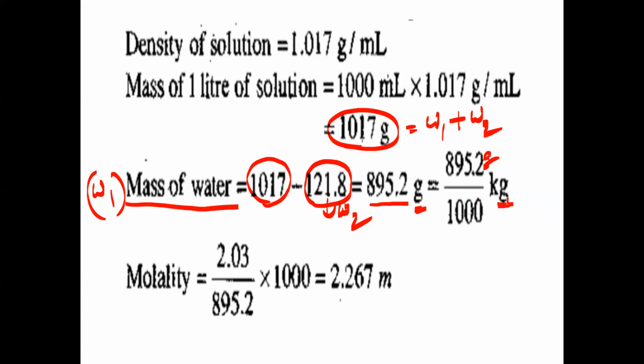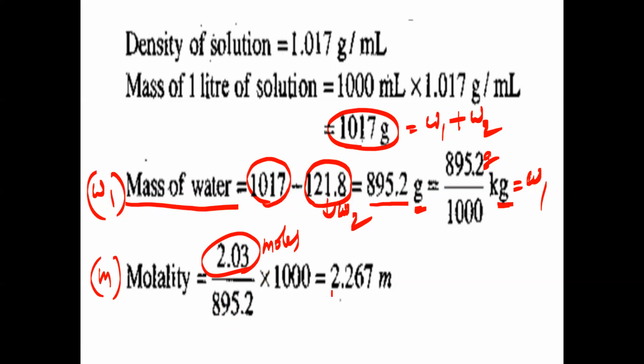So the given grams divided by 1000 is the mass in kilograms. This is the mass of water, which is the mass of solvent in kilograms. What is the molality formula? Molality is equal to the number of moles divided by the mass of solvent in kg. Here in the denominator we have 895.2 by 1000.